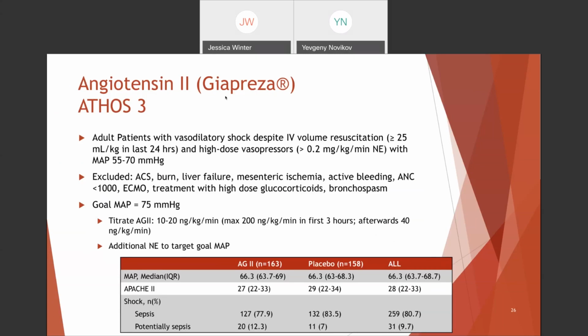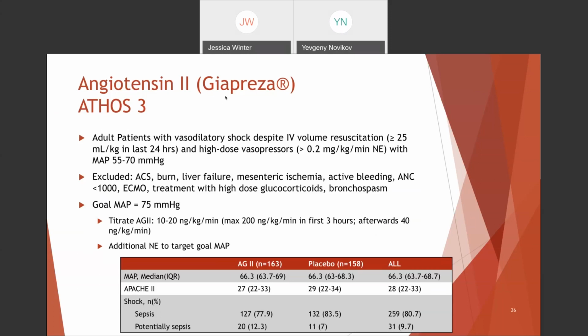And they had to have a MAP between 55 to 70 on that dose of norepinephrine, at least, or norepinephrine equivalents. They excluded a lot of patients that we take care of, especially in the medical intensive care unit, or CVICU. They included acute coronary syndrome. They included burn patients. They excluded patients with liver failure, dead gut, anybody that was actively bleeding, they excluded.